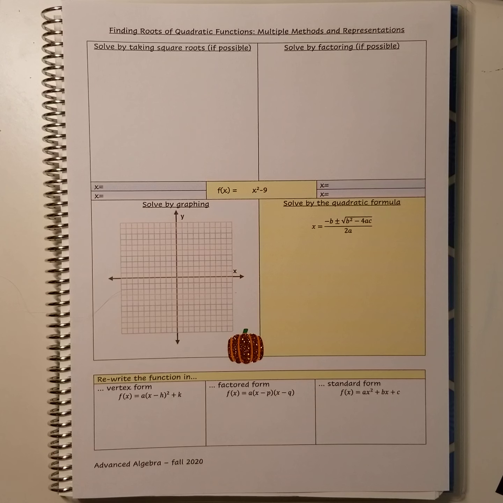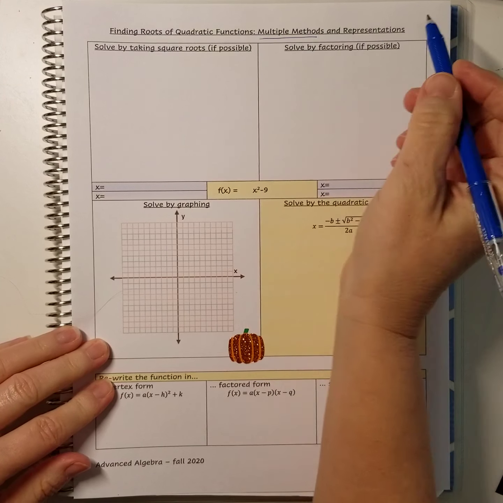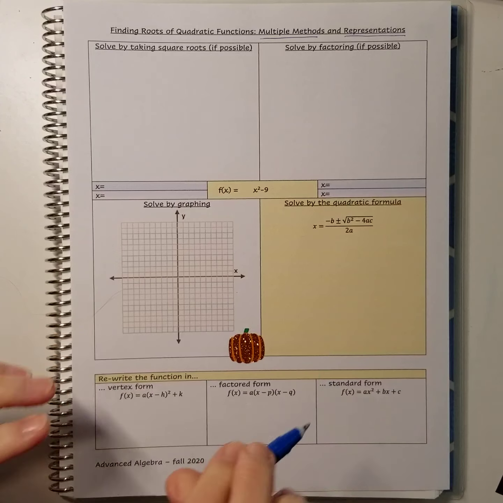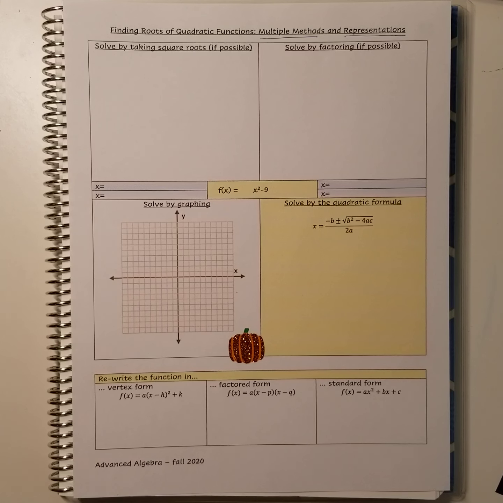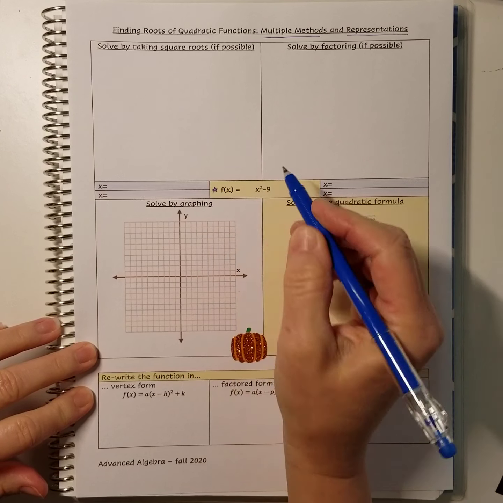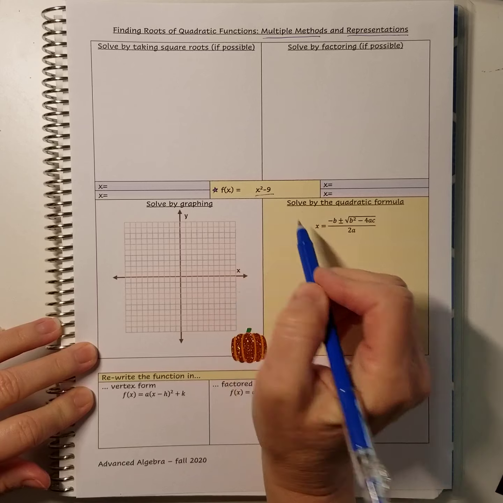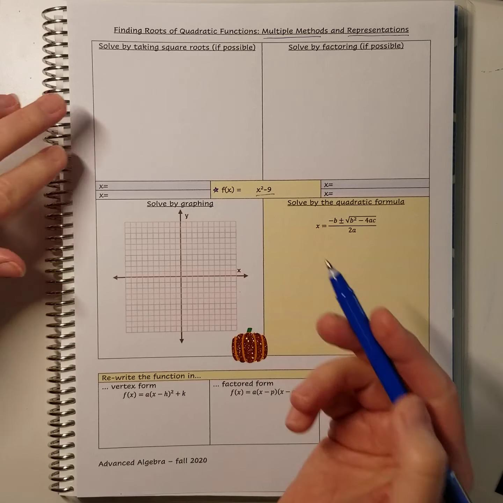Today we're going to look at finding roots of quadratic functions using multiple methods, and then also showing that equation with multiple representations. And so we're going to start by looking at our function. Our function is located right here in this center box. It's x squared minus 9. And the first thing we want to do is see if we can solve by taking square roots.